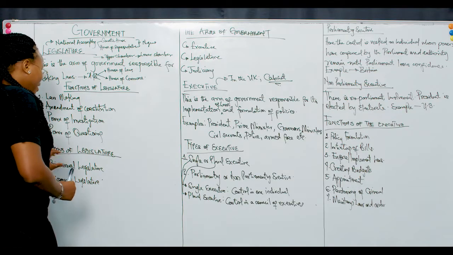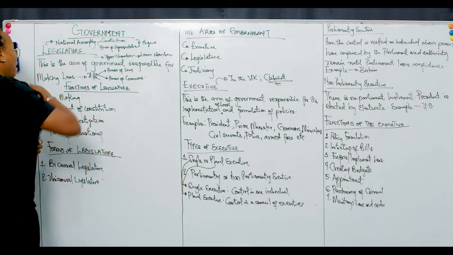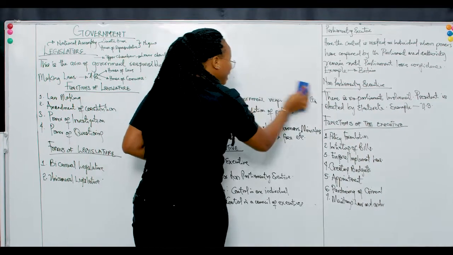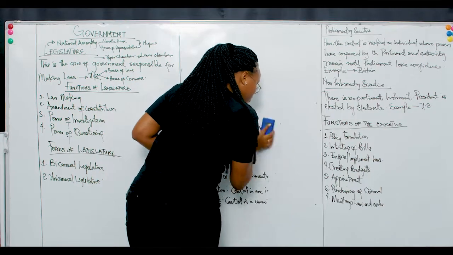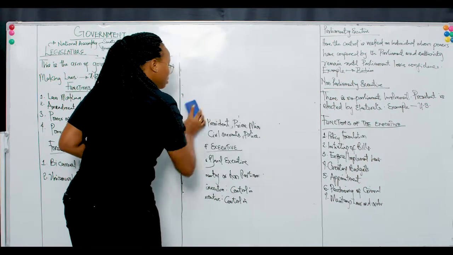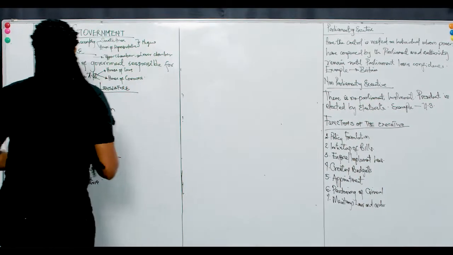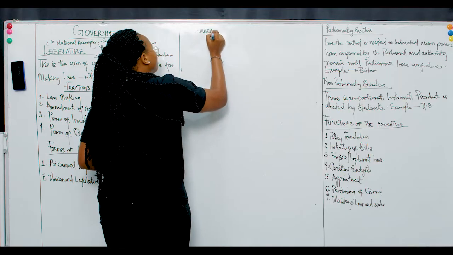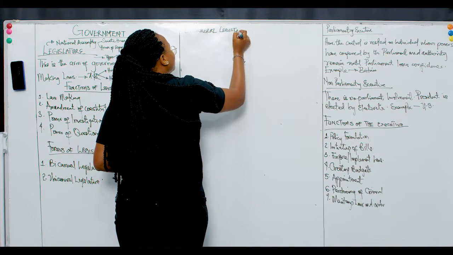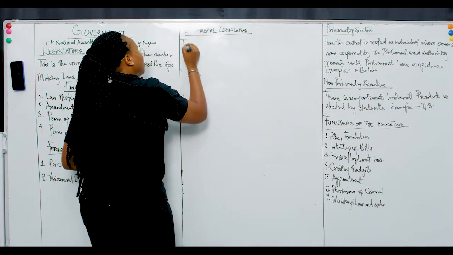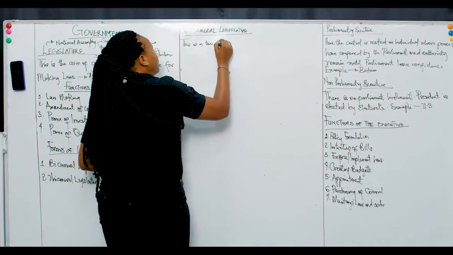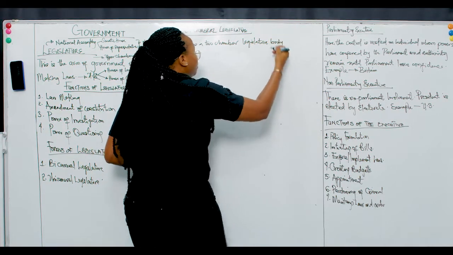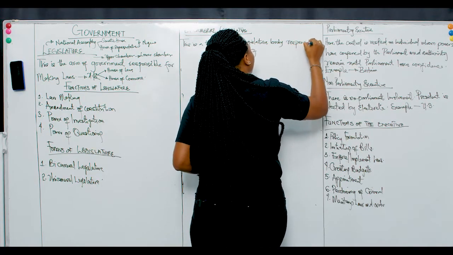What exactly do we call a bicameral legislature? Now, a bicameral legislature is where there exist two chambers responsible for the lawmaking of a particular state. So if we are to look at bicameral legislature now, we said this is a two-chamber legislative body responsible for lawmaking.